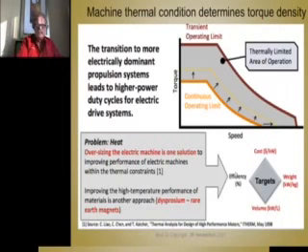But the machine thermal condition, of course, determines how you can operate the motor. Here's our traditional torque speed curve with the continuous operating range and the thermally limited range. So this is a time-dependent operating range. So you can oversize the machine and get higher continuous performance.